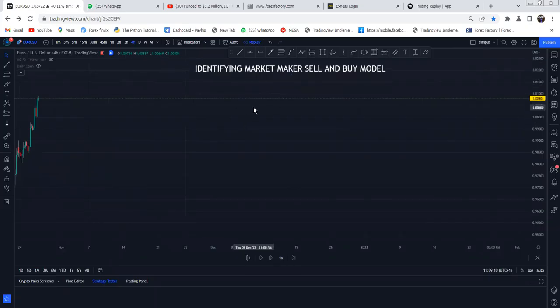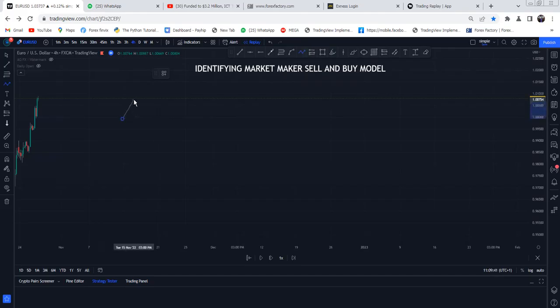So, identify market maker sell and buy model. How does the model look like? How does the profile look like? Basically, there are things that you have to put into consideration. Remember, every lesson that I'm giving you, I'm taking you back to institutional order flow. Everything is in line with the institutional order flow. Now this is how the profile for a sell model looks like.